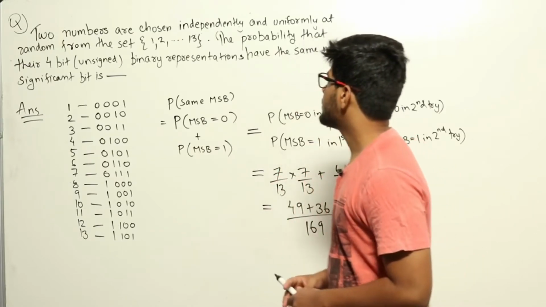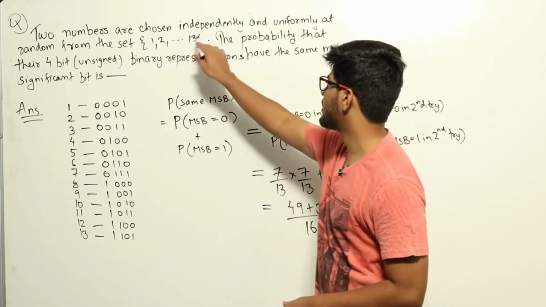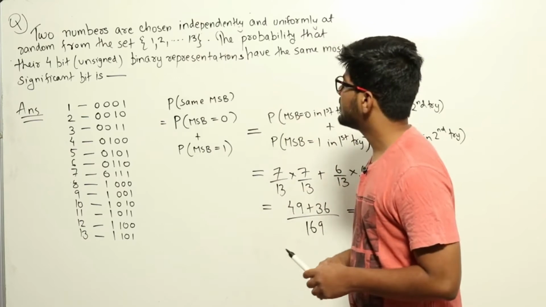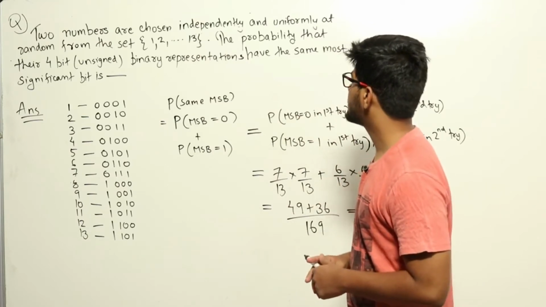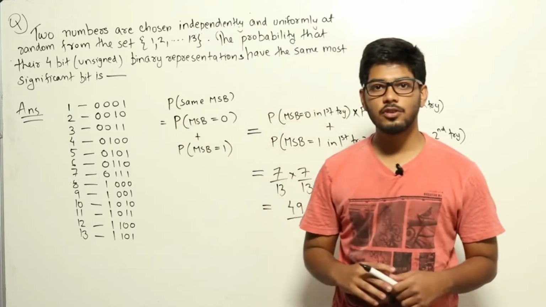Two numbers are chosen independently and uniformly at random from the set 1, 2, 3, 4, etc. up to 13. The probability that their 4-bit unsigned binary representations have the same most significant bit is dash. So this is a numerical type question.